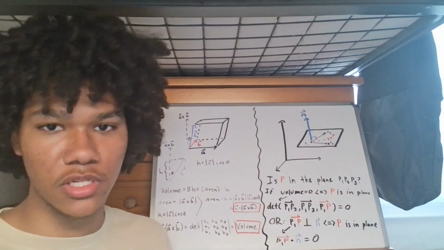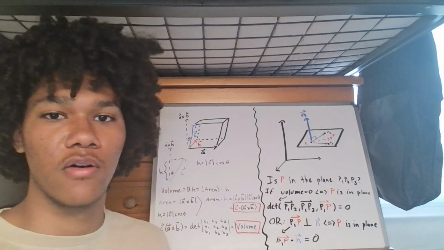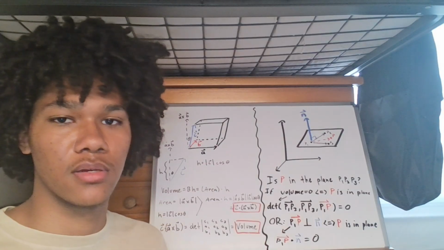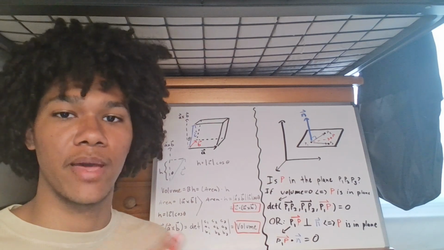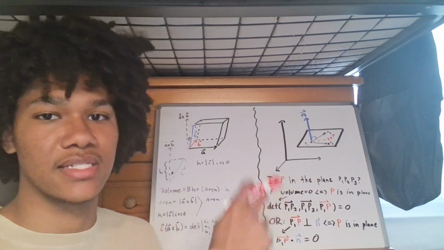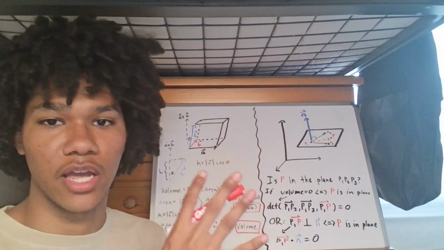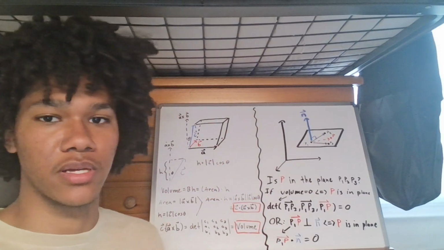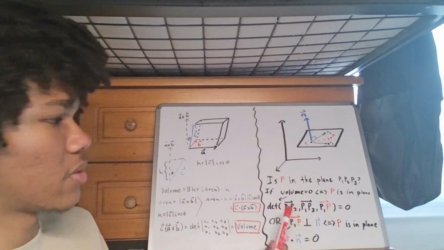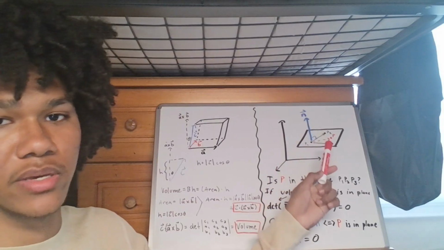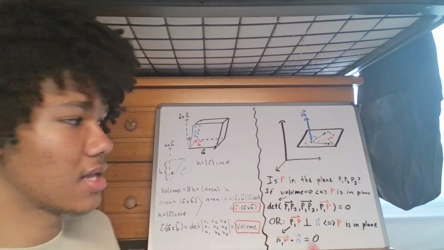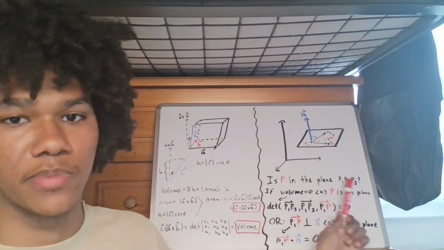So what I'm going to do is introduce a 4th point. Remember that this 4th point may or may not lie on the same plane as these 3. 4 points aren't guaranteed to be lying on the same plane. So what I want to ask is, does this point P with X, Y, and Z coordinates lie on the plane defined by P1, P2, and P3?